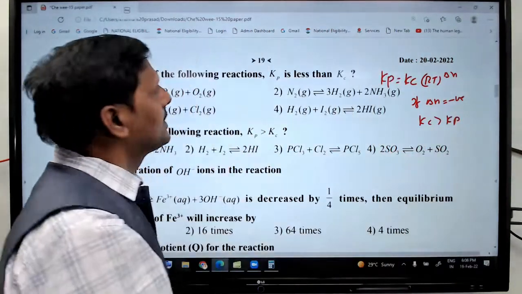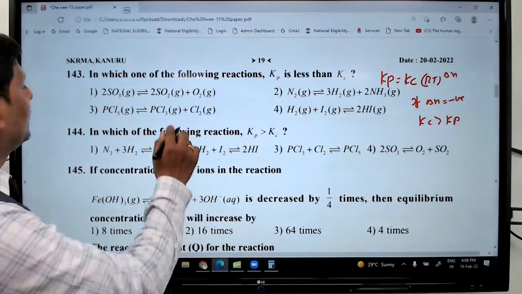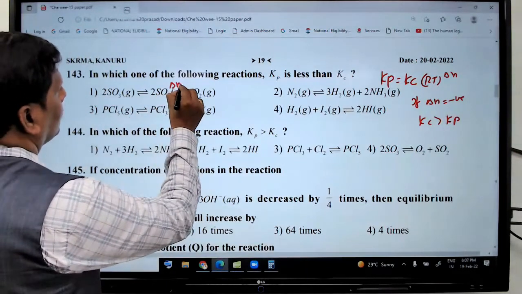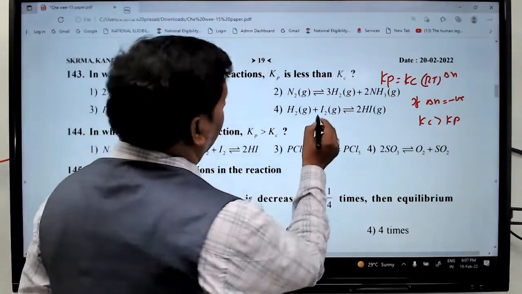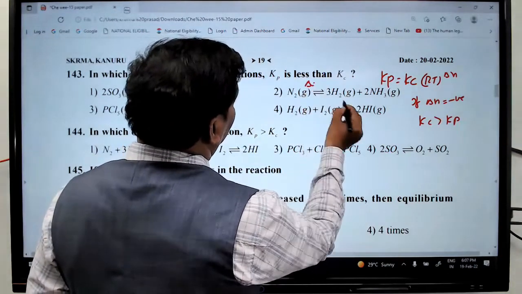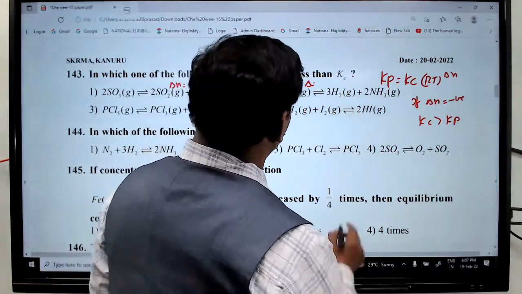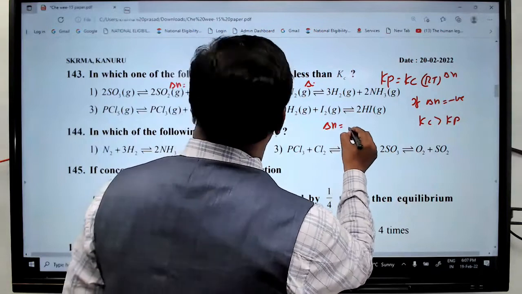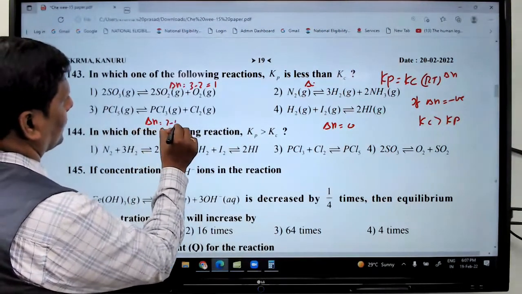That means Kc is greater than Kp if delta n is negative. Now look, here delta n is positive. Delta n is equal to 3 minus 2, positive. Here delta n is equal to 5 minus... Look at this, delta n is equal to 0. Here delta n is equal to 2 minus 1, positive.